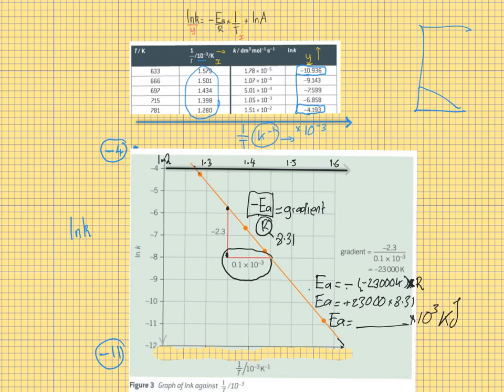and it should always be a positive value. Activation energies are always endothermic. Energy needs to be put in. So it's always going to have a positive value. If you're coming out with a negative value, you know you've got your gradient upside down.